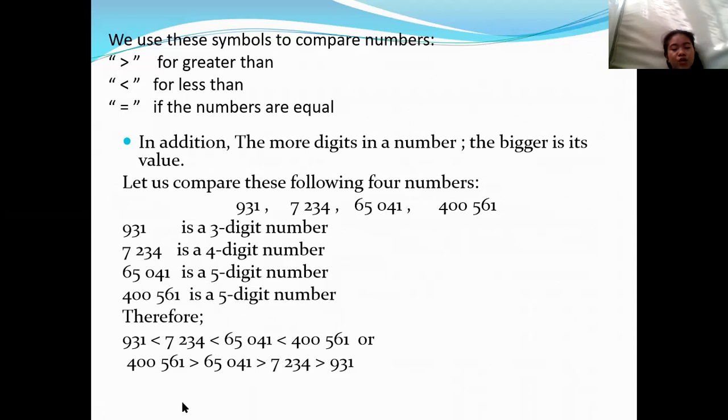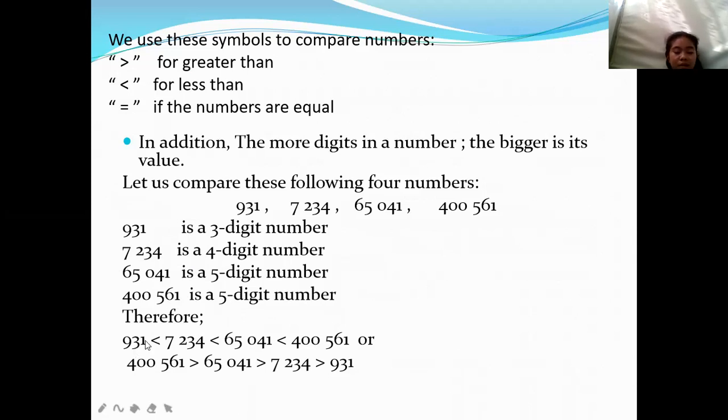Okay, let us compare these following four numbers. We have 931, 7,234, 65,041, and 400,561. Di ba 931 is a 3-digit number? Then 7,234 is a 4-digit number, and 65,041 is a 5-digit number. Then 400,561 is a 6-digit number. So again, the more digits in a number, the bigger.